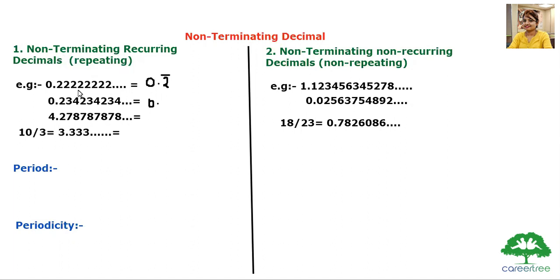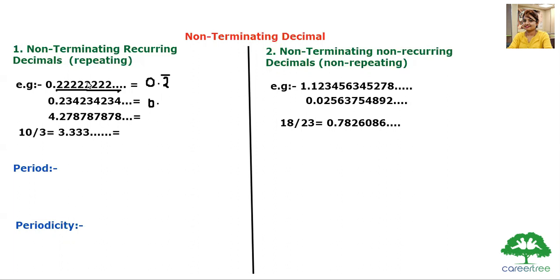If you take any example like this, this is a type of decimal in which the decimal part is repeating. This is called the repeating block. We can see that 2 is repeating again and again. So if the decimal part of the decimal is repeating, that type of decimal we classify as non-terminating repeating decimals.